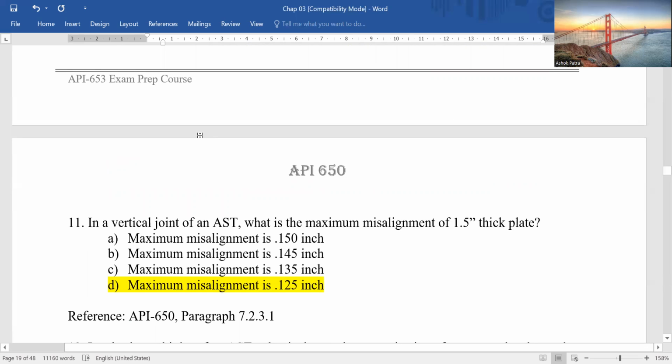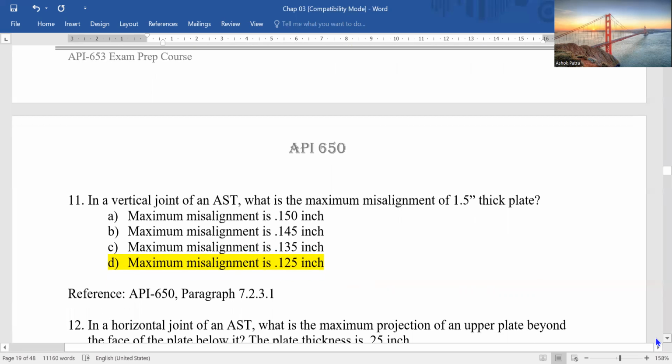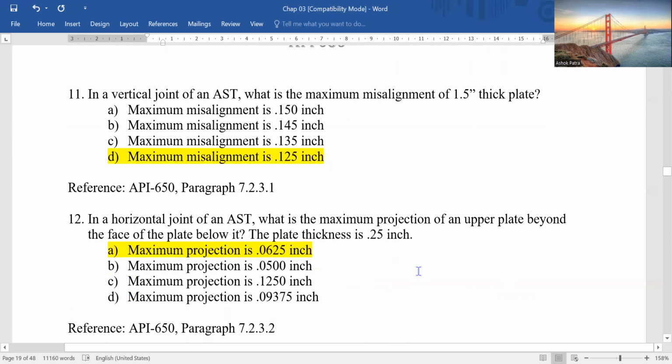In a vertical joint of an AST, above ground storage tank, what is the maximum misalignment? For 1.5 inch thick plate, the maximum misalignment is the minimum of 10% or 1/8th, I think so. So it is 0.125 inch. And then if it is horizontal, it is 1/16th, I think so. That's how it is, 0.0625.